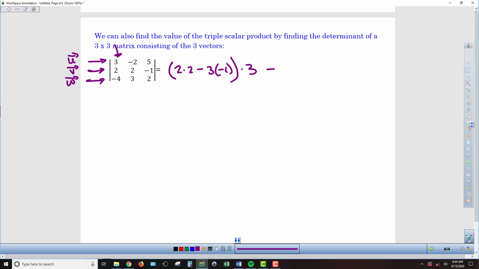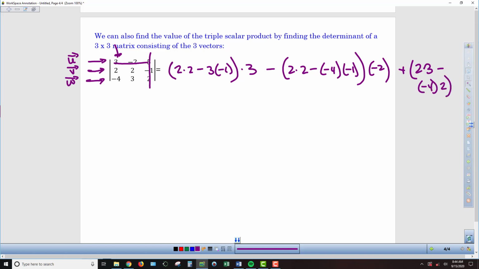Now, I'm still finding a determinant, so I still need this minus sign. Again, I eliminate the top row and the middle column. If we undo that work, negative 2 is hidden, so I've got 2 times 2 minus negative 4 times negative 1, and then that's multiplied by that negative 2. And then finally plus, I eliminate the last column with that top row, so we're going to have 2 times 3 minus negative 4 times 2, and then that multiplies this 5 that's up here.